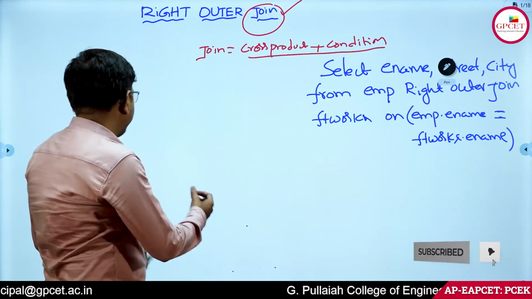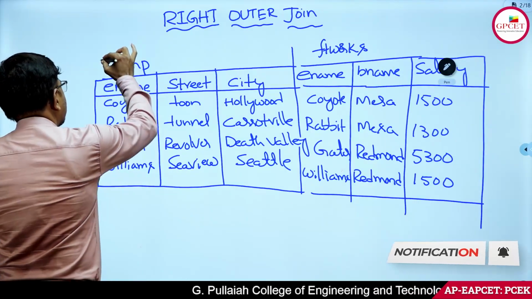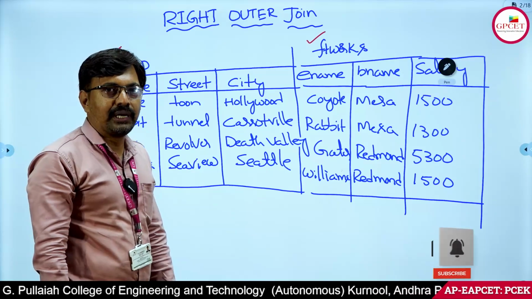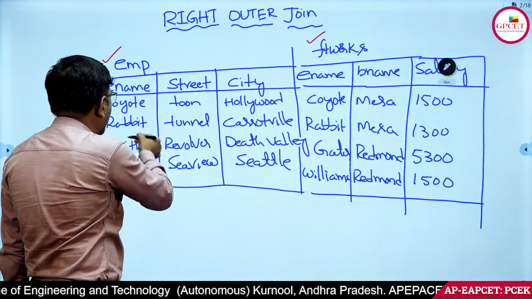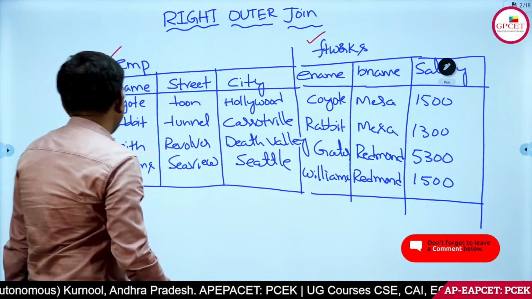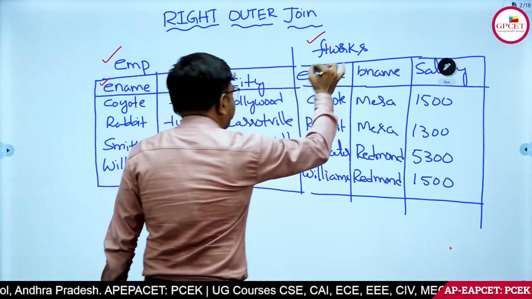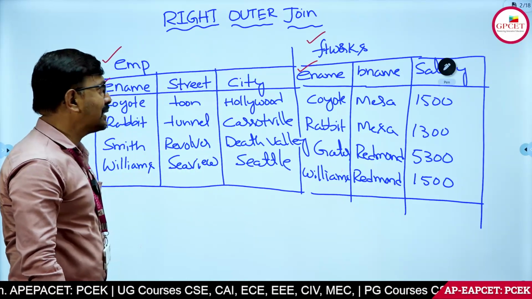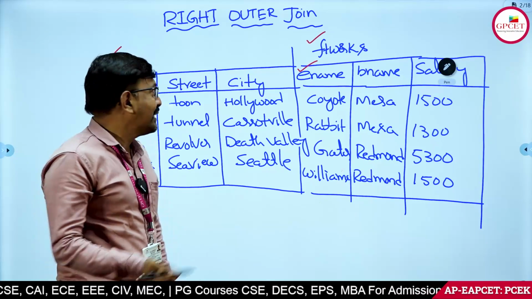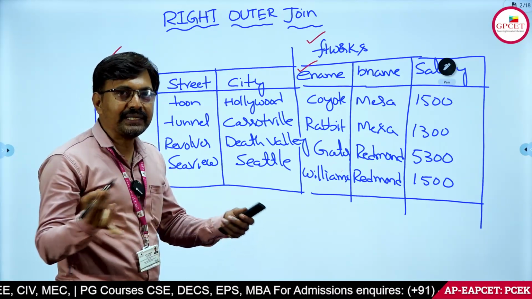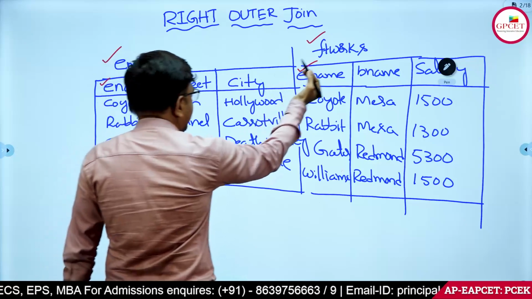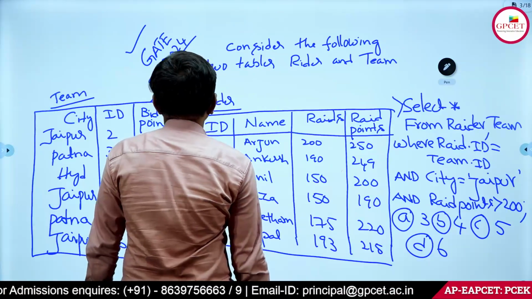Clear? Now observe two tables: one is an employee table and the second one is FT works. The employee table has employee name, street, city. FT works has employee name, branch name, salary. Employee name is the common attribute in both, and common attributes are what a join operation uses. In the right outer join, first we do the join operation, and then check whether there are any missing tuples.